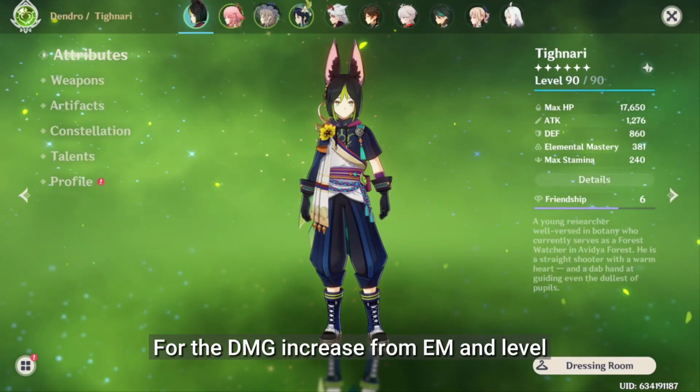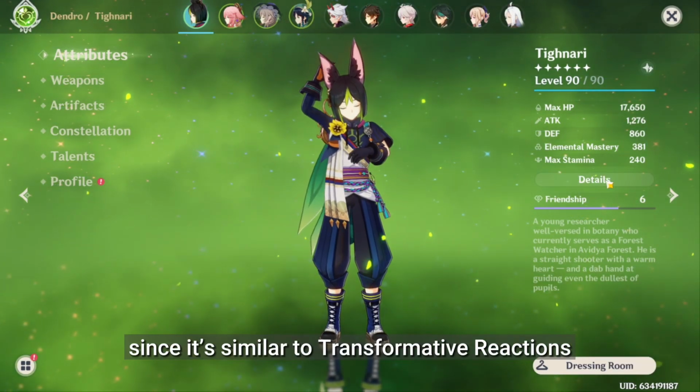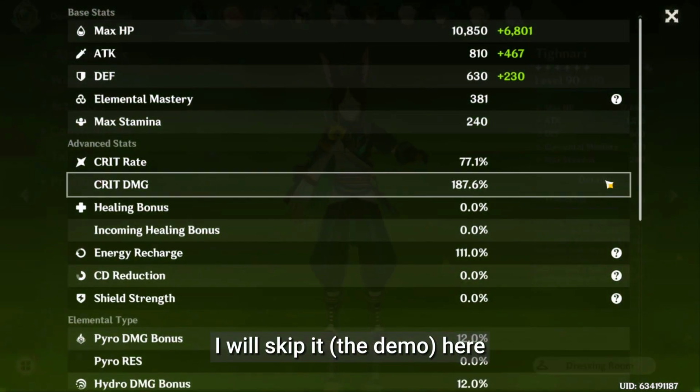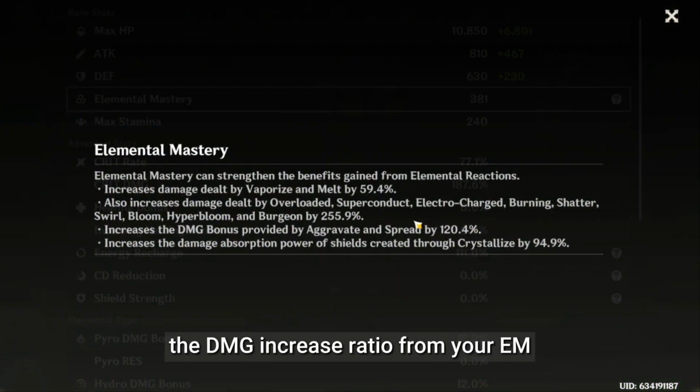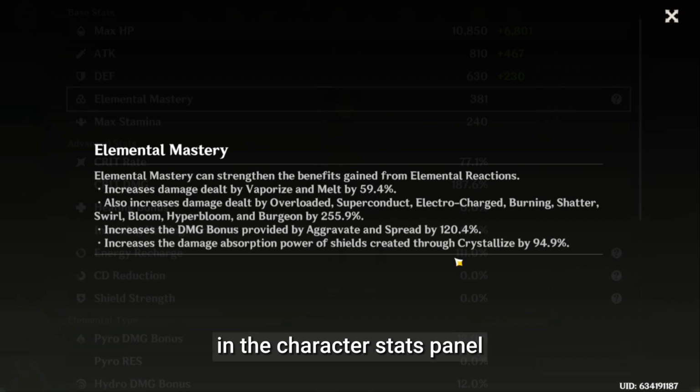For the damage increase from EM and level, since it's similar to transformative reactions, I'll skip it here. But you can also check the damage increase ratio from your EM in the character stats panel.